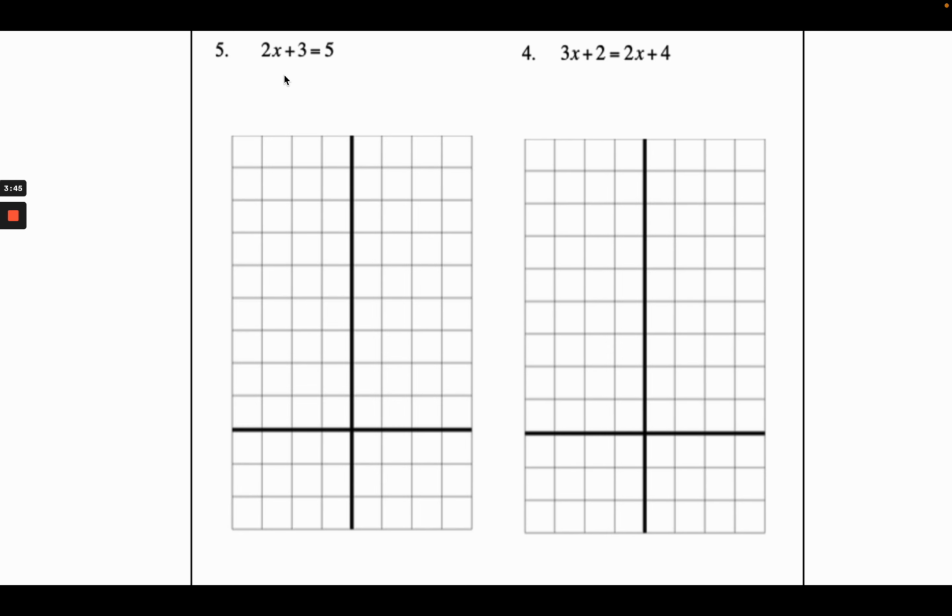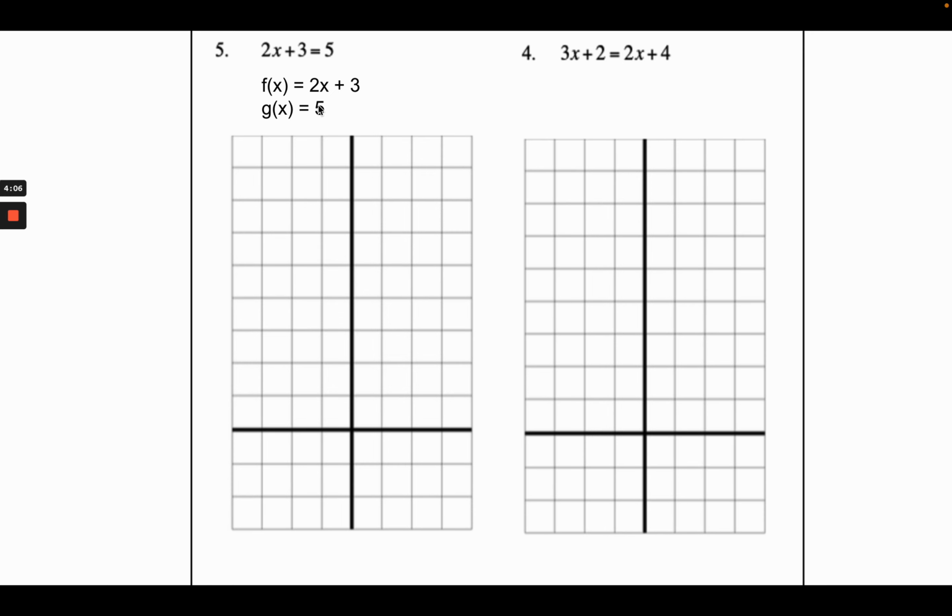Let's start off with number 5. Again, we want to solve this graphically, so we're going to split the equations. I'm going to create two new equations. My f of x becomes 2x plus 3. My g of x becomes positive 5. So here's my left side, f of x, my right side, g of x. And now let's go ahead and graph it.